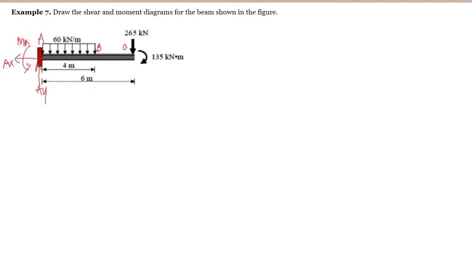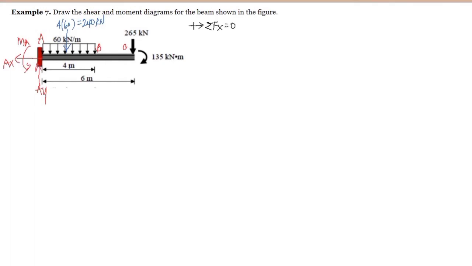For the resultant of this uniformly distributed load here, it is just the area of the rectangle. We have the length of 4 and the magnitude of 60, so that's 4 times 60, and this is equal to 240 kilonewton. So let's solve for the reaction of the supports.